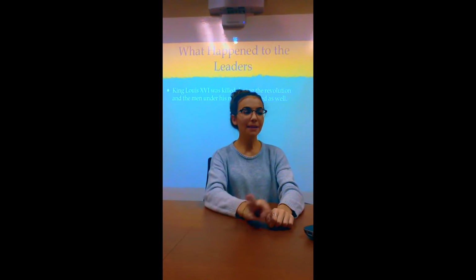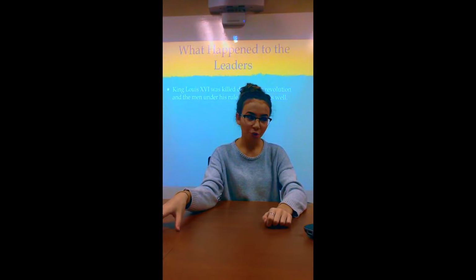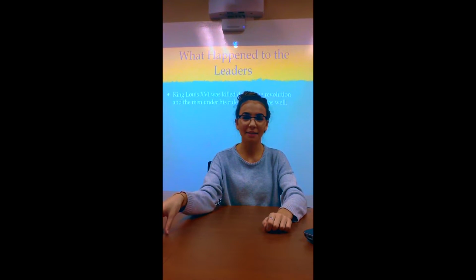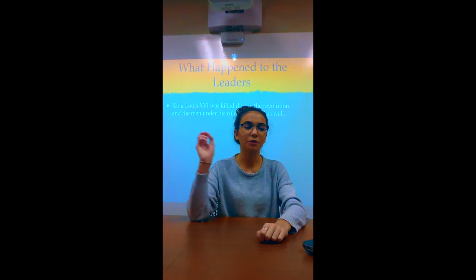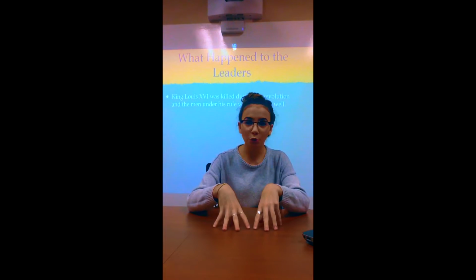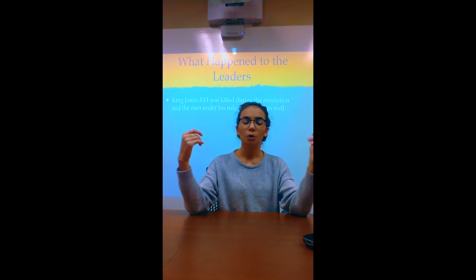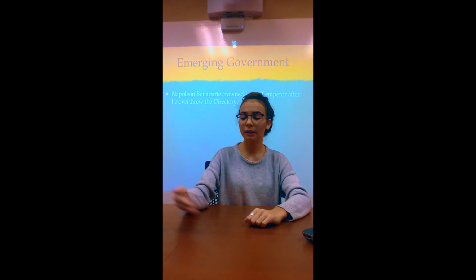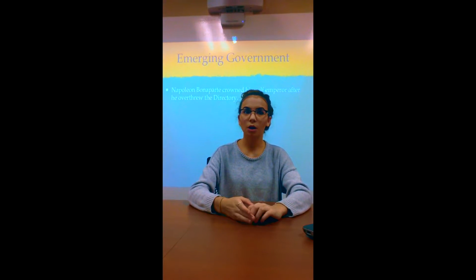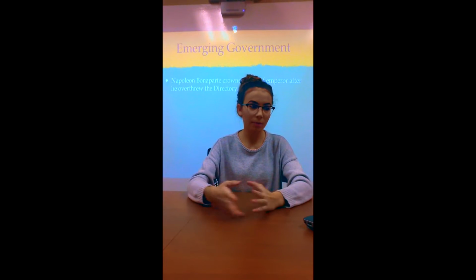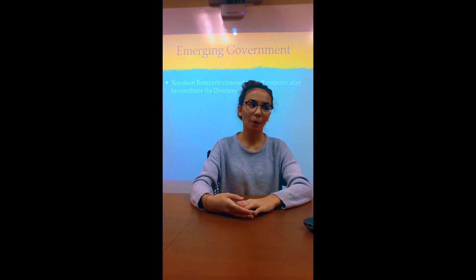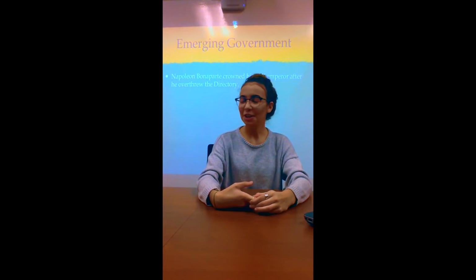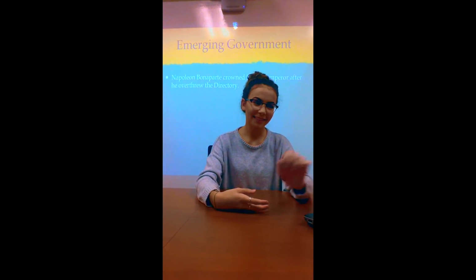What happened to the leaders? So, I already said this, but King Louis XVI was killed during the revolution. And all the men under his rule and his name were also killed. Then the emerging government that came afterwards of the four government types was Napoleon Bonaparte, who crowned himself emperor after he overthrew the Directory.